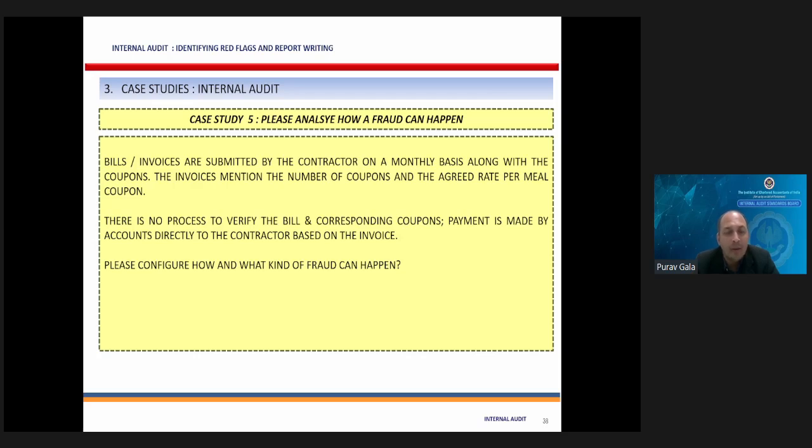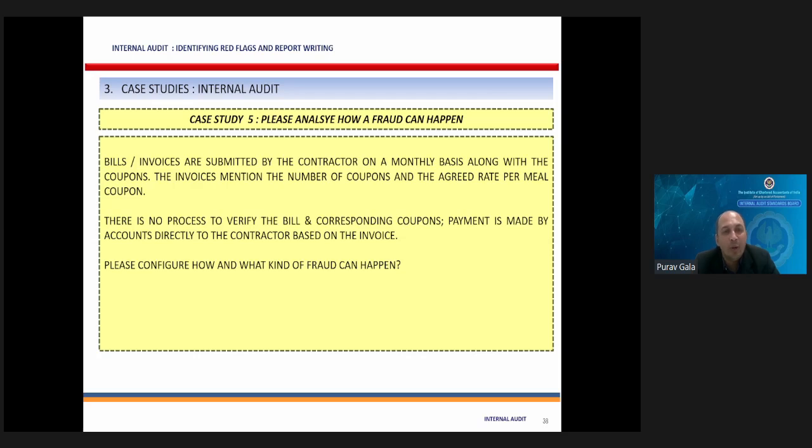Hold on. Submitted coupons can be reused. So how can he manipulate the coupons is my question. Any answer? Submitted coupons are again of the same type, but fake coupons could be submitted for billing since no cross checking is happening.